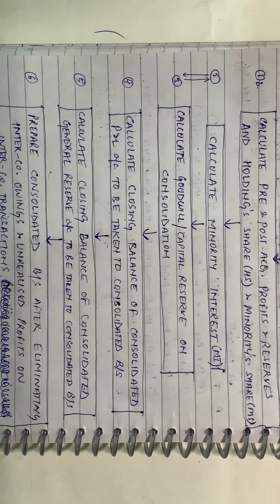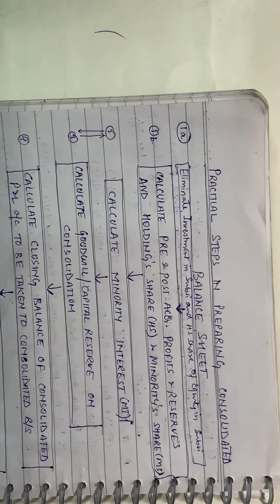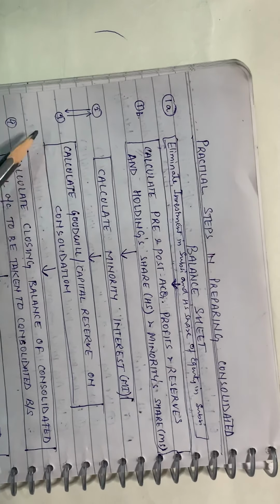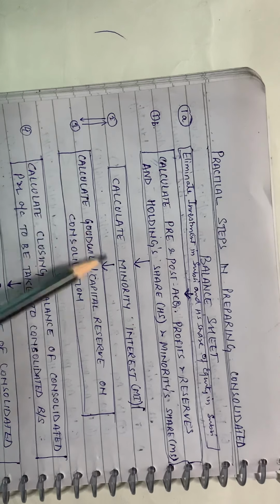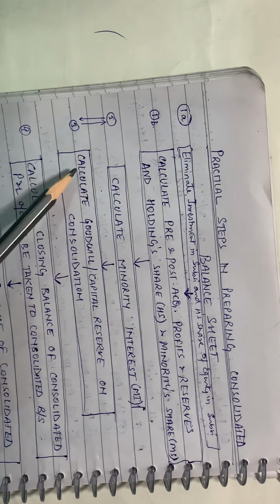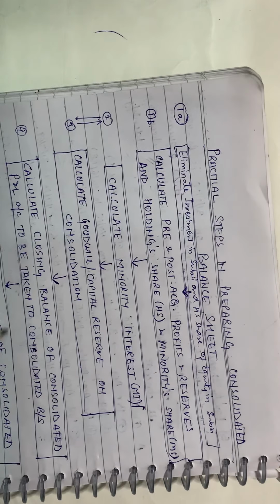These steps can be followed in different ways. You can calculate maybe goodwill first and minority interest later, and so on. So there is no hard and fast sequencing about it.